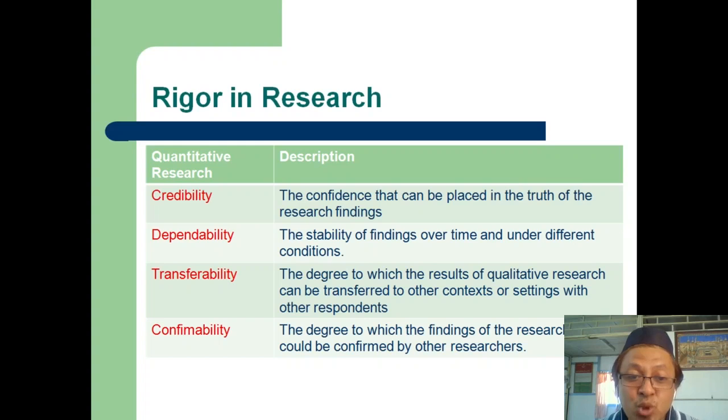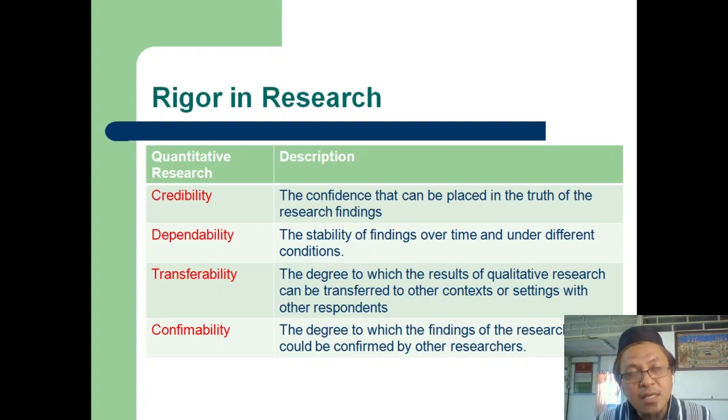Transferability is almost equivalent to generalizability in quantitative research, but it is not exactly the same. If you look at generalizability, you study a phenomenon on a particular population based on a sample, so the findings you try to apply to the remaining members of the population. That is generalizability. But transferability means you study a certain phenomenon in a certain context, but the findings can to some extent be applied or transferred to a different context that is almost equivalent.